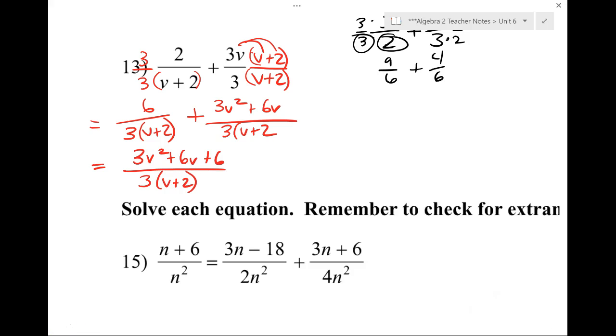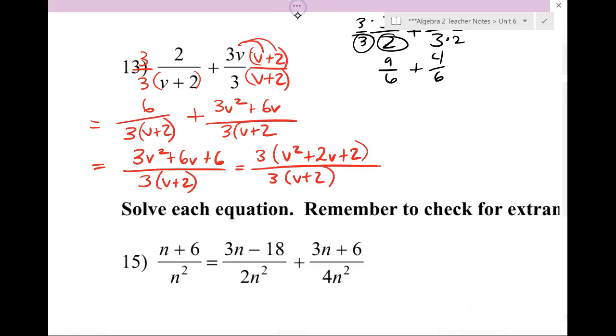So let's go ahead and see what we can factor here. So the bottom we've already factored out. So let's see what we can do with the top. Well, right away I notice that there's a common factor between each of these coefficients. 3, 3, and 3 can all be taken out of each. Okay, so I'll take out a GCF of 3, and then I'm left with v squared plus 2v plus 2, all that over 3 times v plus 2.